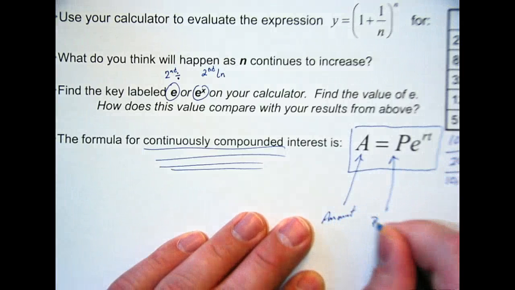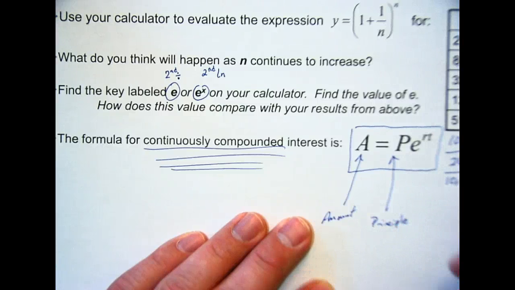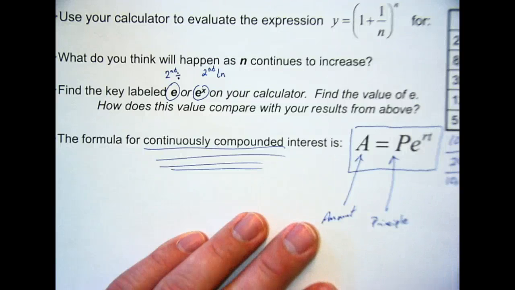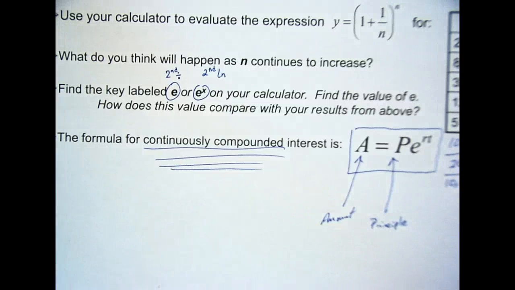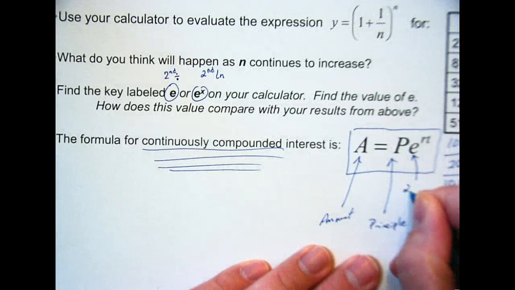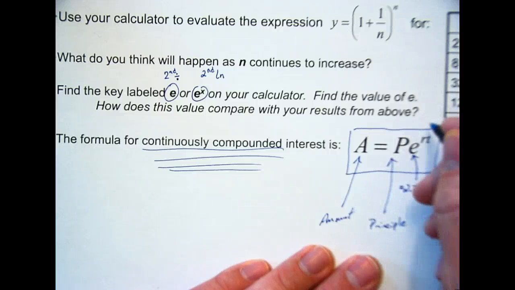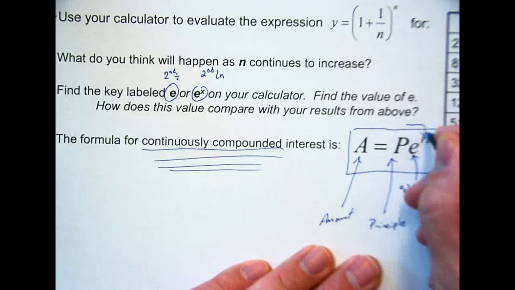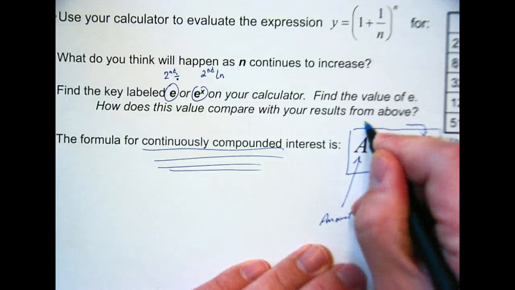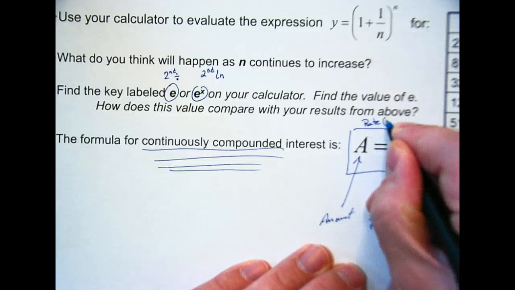Principal. Everyone tell your neighbor what principal means. Principal is the initial, our starting amount. What's e? Good, very good. It's approximately 2.72. What's r? Rate of interest. It's our rate, and it's our rate in decimal form.